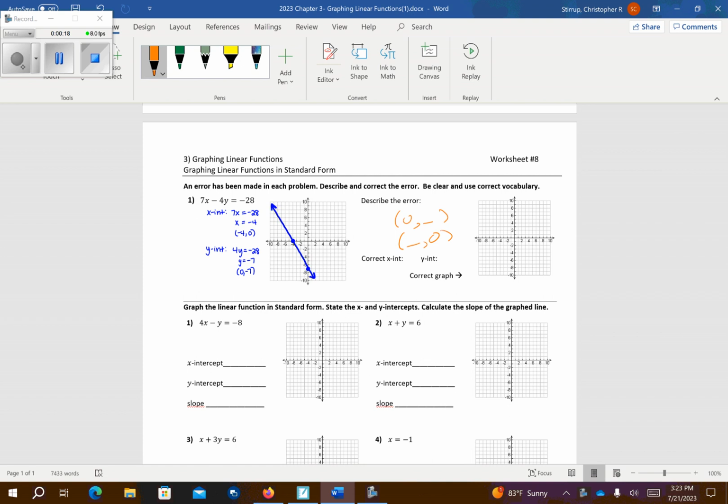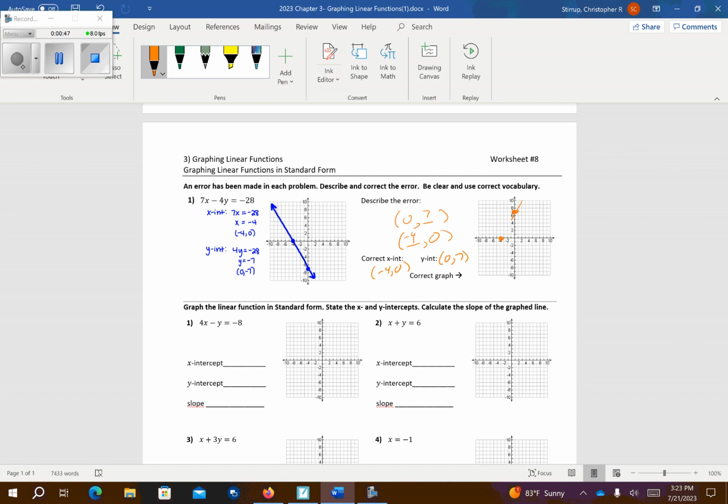Let's see. So if this is my x value, if I plug it in there, I get negative 4y. Times what number gives me negative 28? And that would be positive 7. So 0, comma, 7. Looks like our y-intercept, which is this answer. And then I'm going to plug this in for a y. So 7 times what number gives me 28? And that would be negative 4. So that would be my x-intercept. It's negative 4, 0.